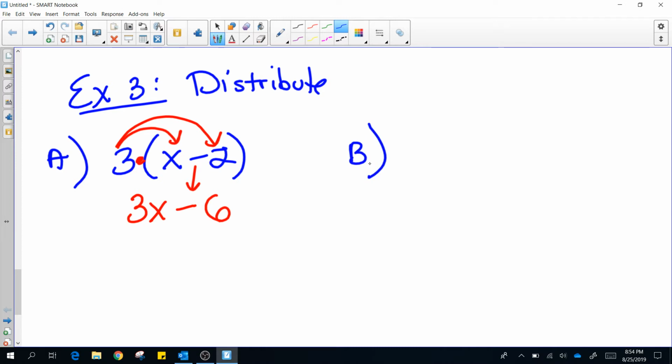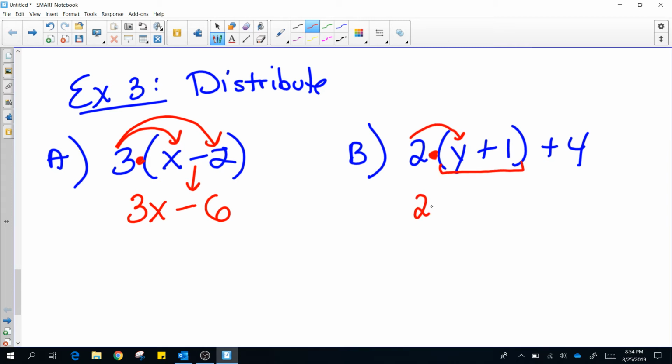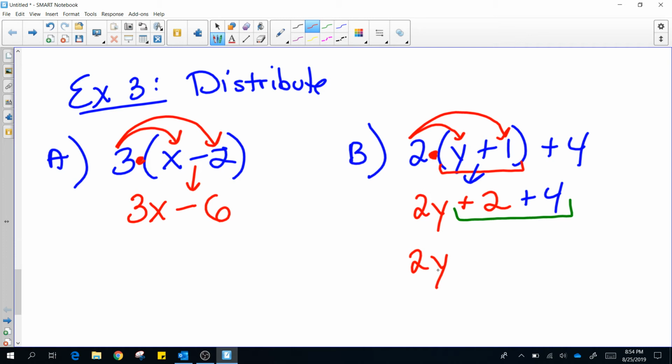Now if I had something like this, okay, notice that 4 is not in the parentheses, so when I distribute, I'm only distributing to what's in parentheses. So 2 times y is 2y, 2 times 1 is 2, don't forget the plus, and then I just keep the 4 because it's not in parentheses. You're only multiplying by what's in parentheses. But I do have like terms here, so remember last time we talked about combining things that can go together, like terms. So in this case, 2 plus 4 is 6, so I can combine my like terms.